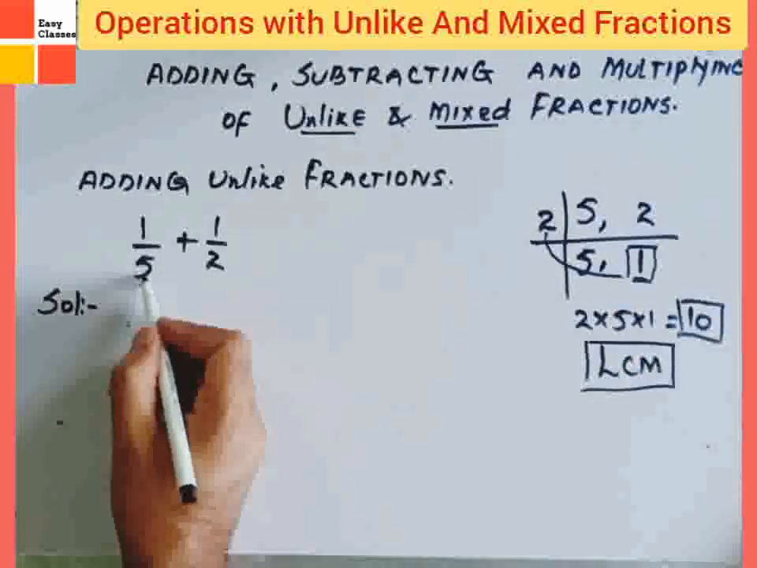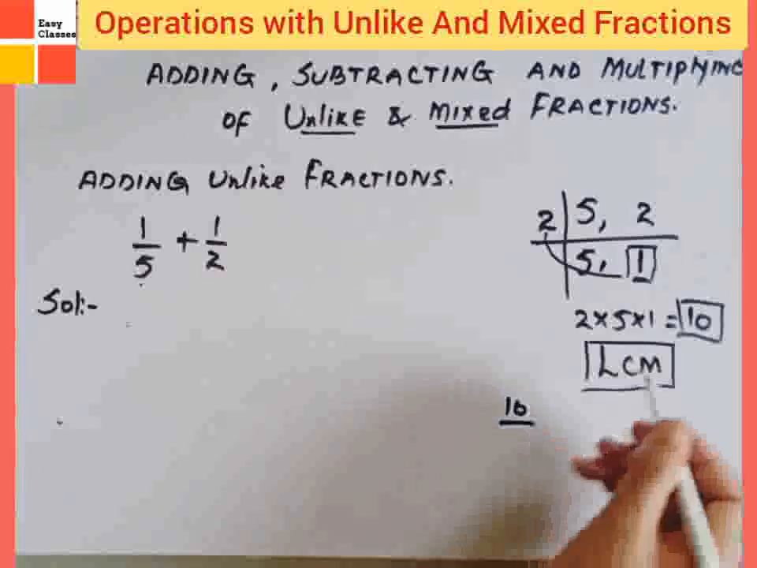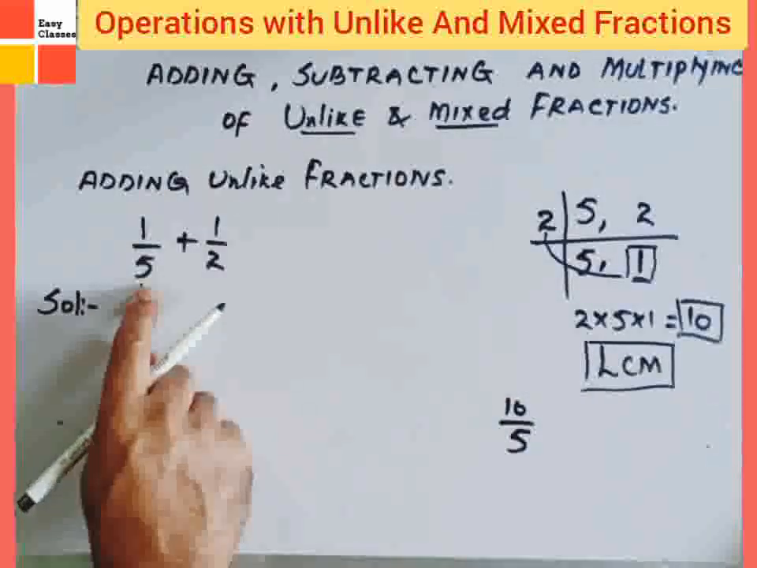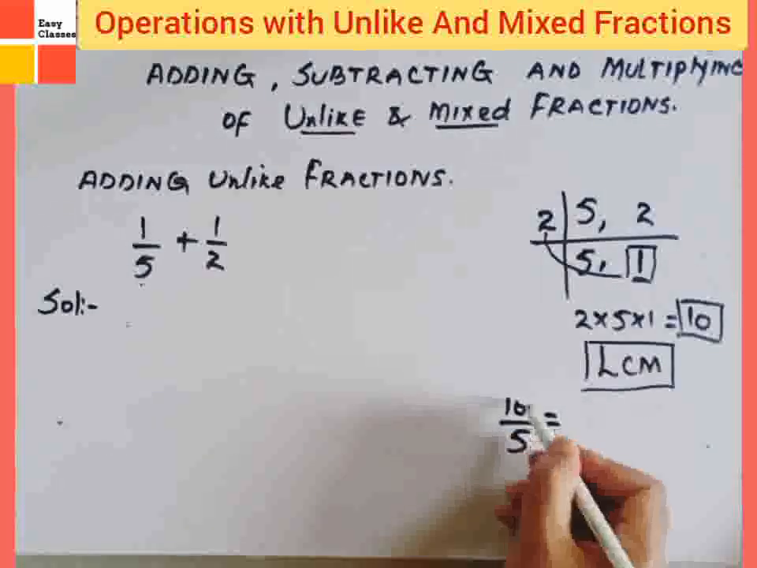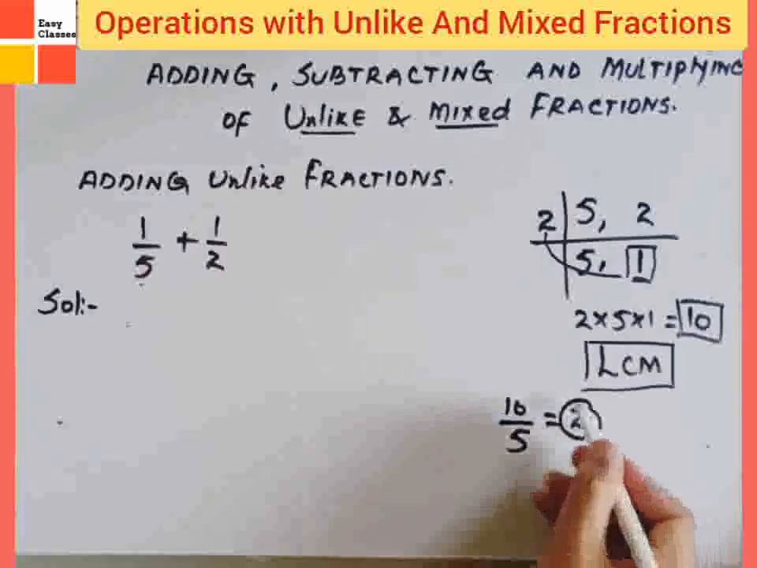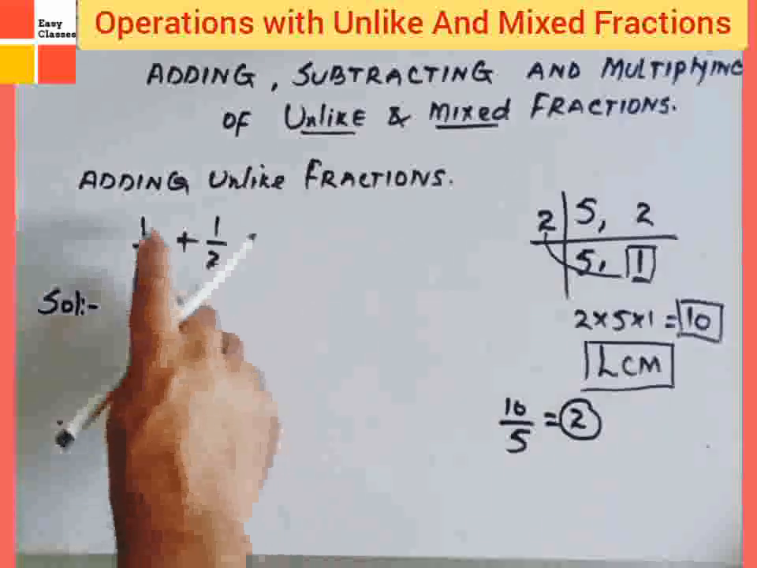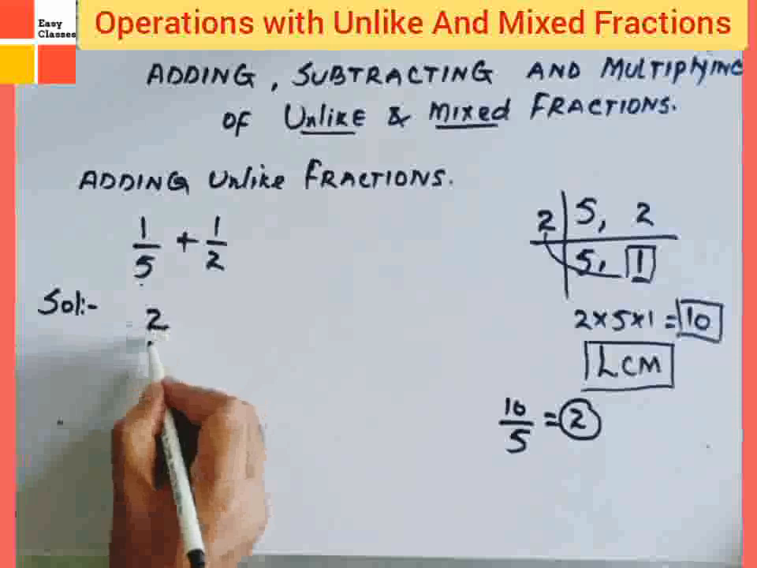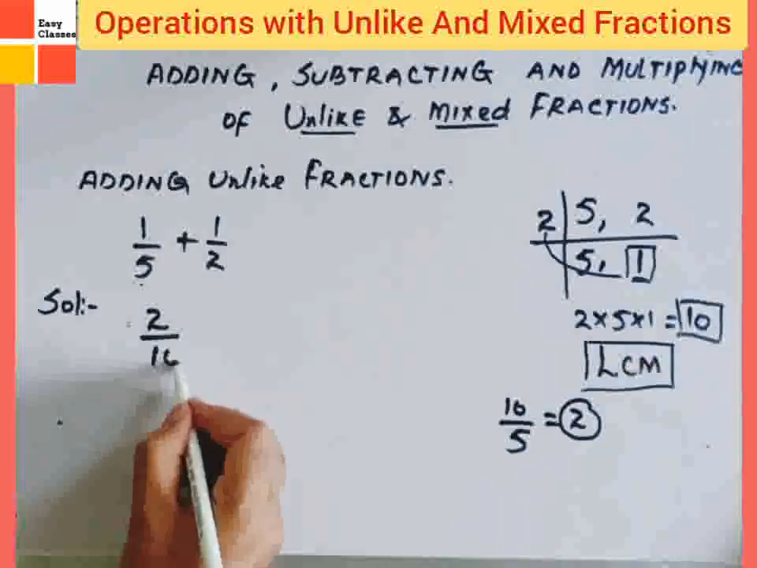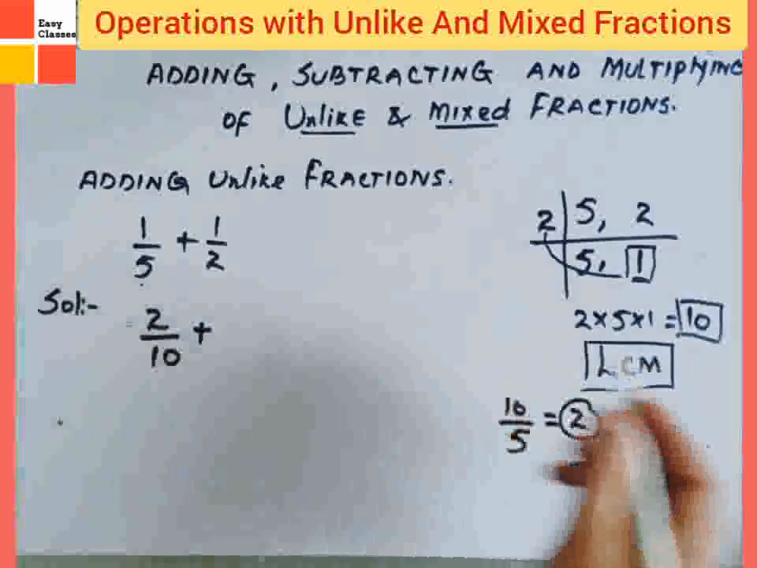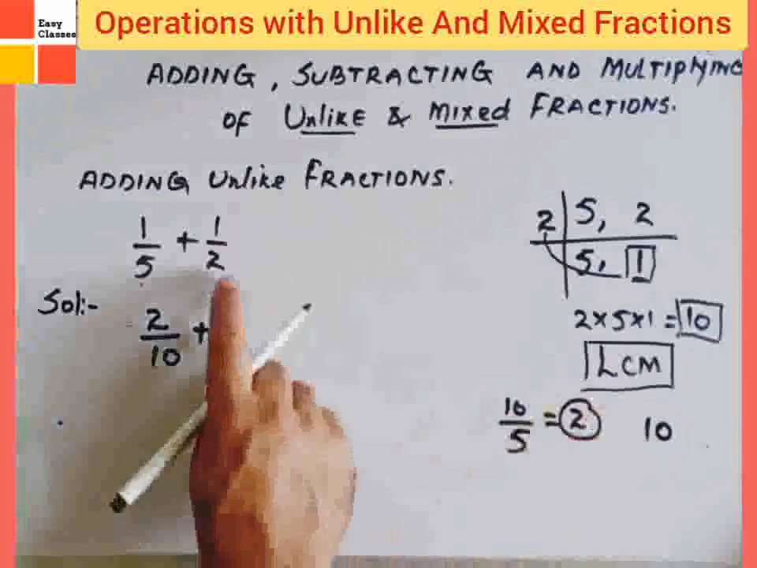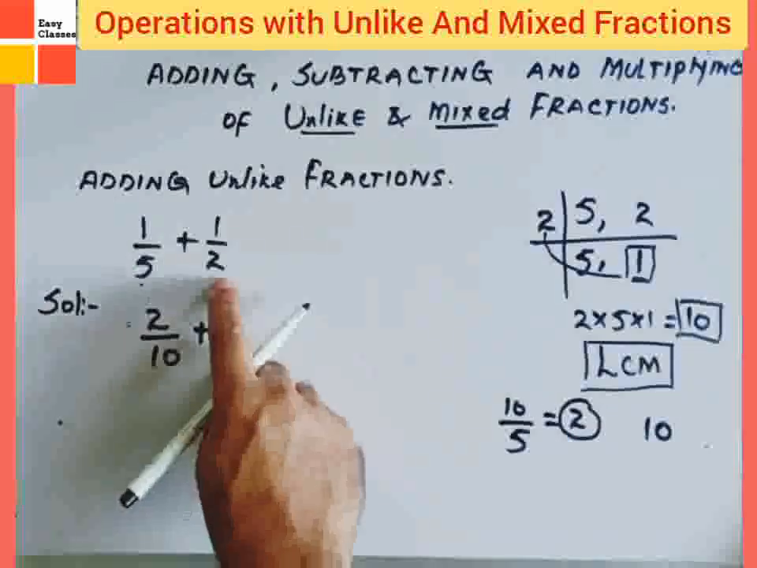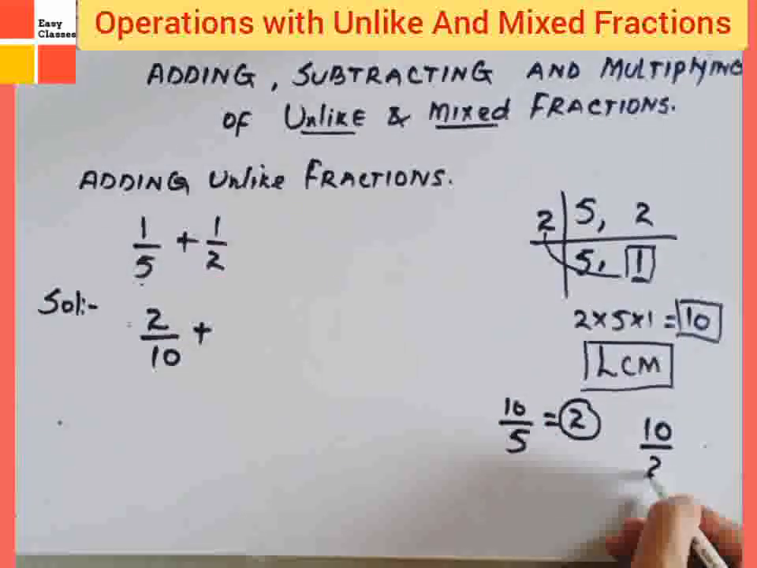Now take this LCM and divide it by the denominator of the first fraction. So you will get 5 2s are 10, right? So multiply this 2 with the numerator of the first fraction. 2 1s are 2. Divide by this LCM. Plus, now take this LCM again and divide it by the denominator of the other fraction. So that is equal to 2.